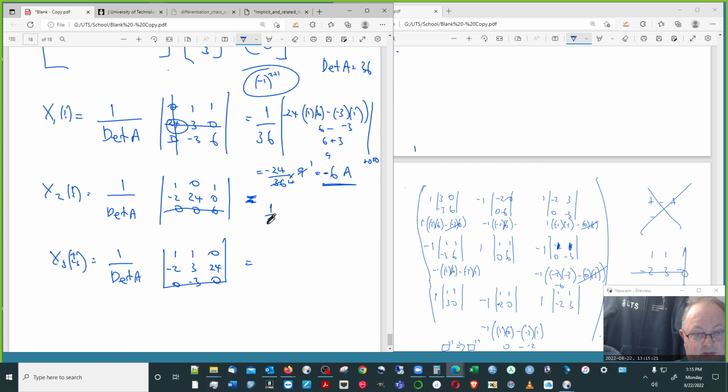So it's 1 on 36. Now what's the 3, 3? So that's a positive, so we won't do that. So it'll be 6 outside of 124 minus minus 2, 0. That product means that's gone. So it's just 24. So it's going to be 6, 6, 24 on 6. 24 on 6 is 4.